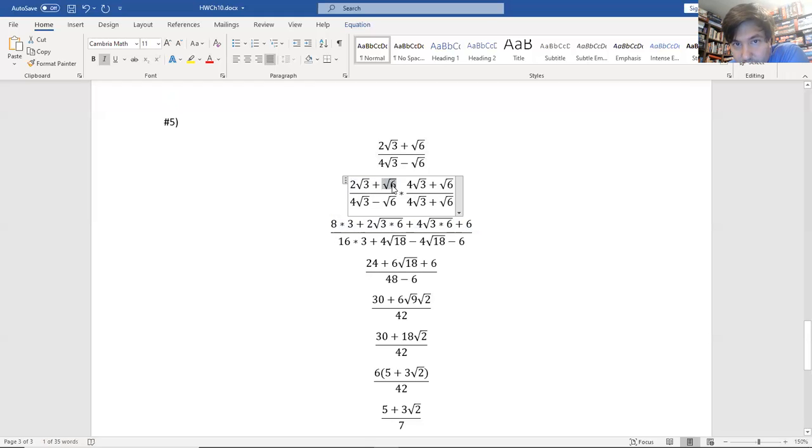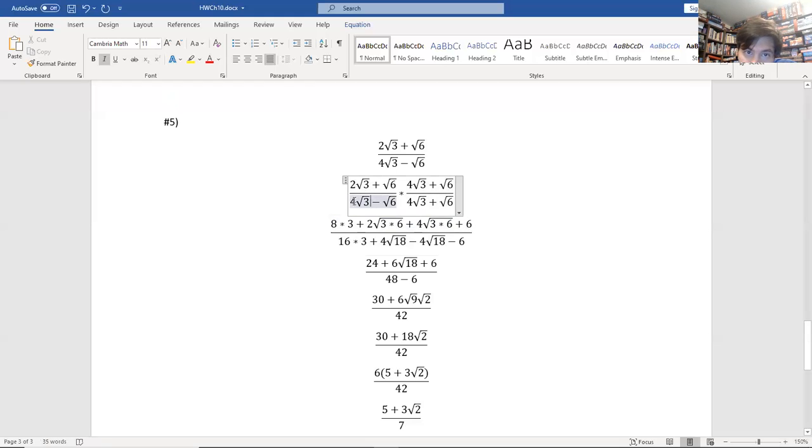Inside terms for FOIL, you've got root 6 times 4 root 3. So the 4 just comes on down. Combine the roots. There's a root 6 and a root 3, so that's a root with a 3 times 6 under it. Then your two terms that are last, there's a root 6 times a root 6. That's just a plain old 6, and it's positive, so you put plus 6.